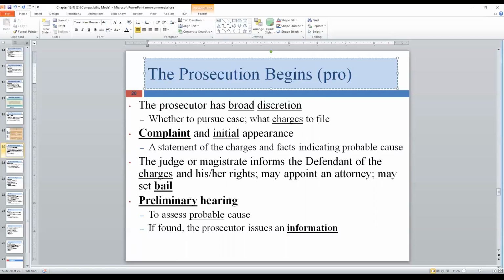Keep that in mind about the prosecutor's authority. We have the complaint and the initial appearance. We talked about that already in the previous segment. The judge or magistrate informs the defendant of the charges and his or her rights. This is during the initial appearance. If the person is indigent and wants an attorney at that time, which of course he probably does, then that attorney can be appointed, and of course bail can be set. This is the initial appearance, and then we have the preliminary hearing. Again, this is in the non-felony cases.